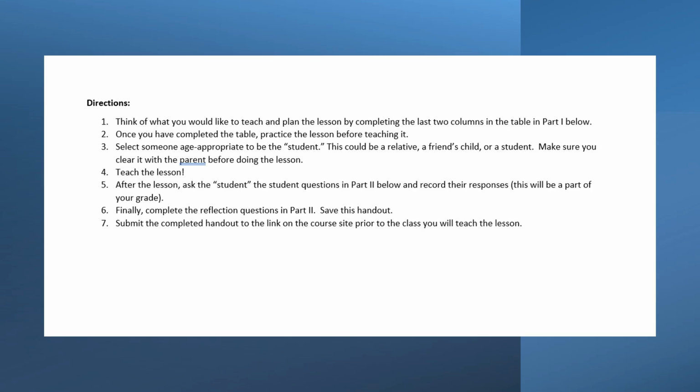So how do you begin? First of all, think of something you would like to teach and plan the lesson. Later, we're going to see a table with columns. The last two columns of the table are the part that you complete in this step. Then you're going to practice the lesson before you teach it. Select someone age appropriate to be the student. This could be a relative, a friend's child, or student. Make sure if you use a student that you clear it with the parent before doing the lesson.